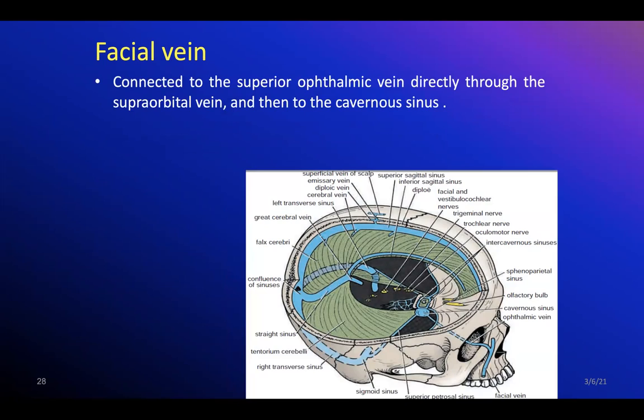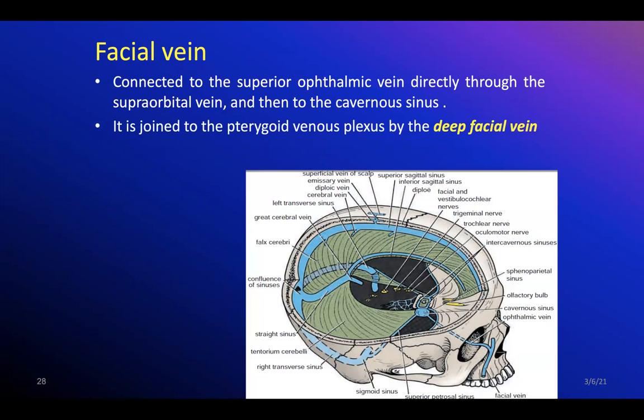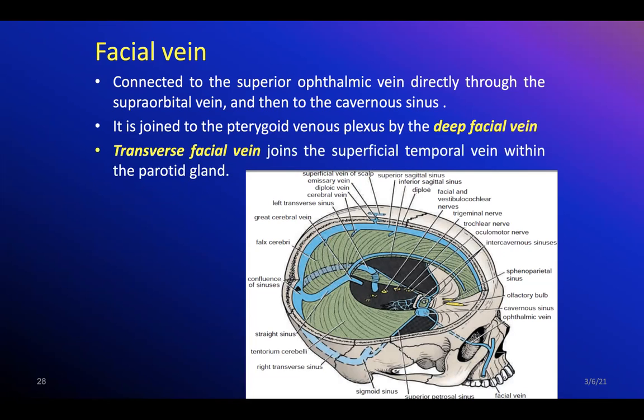The facial vein is connected to the superior ophthalmic vein directly through the supraorbital vein and then to the cavernous sinus. It is joined to the pterygoid venous plexus by the deep facial vein. The transverse facial vein joins the superficial temporal vein within the parotid gland.